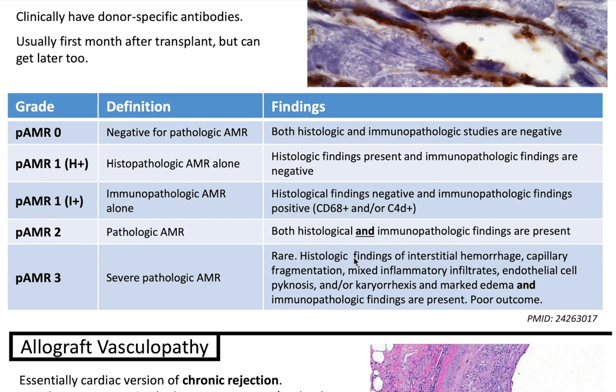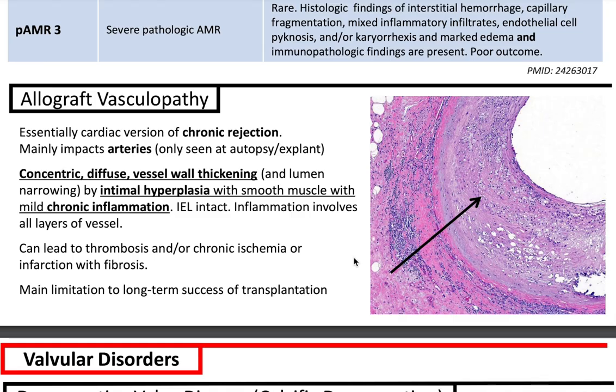And for your review, allograft vasculopathy, essentially the cardiac version of chronic rejection. This mainly impacts arteries, only seen at autopsy or explant. You'll have concentric diffuse vessel wall thickening and lumen narrowing by intimal hyperplasia with smooth muscle with mild chronic inflammation. And inflammation involves all layers of the vessel. It can lead to thrombosis and/or chronic ischemia or infarction with fibrosis, the main limitation to long-term success of transplantation.